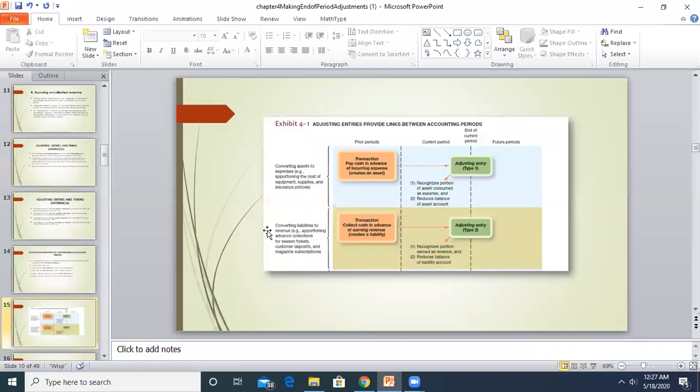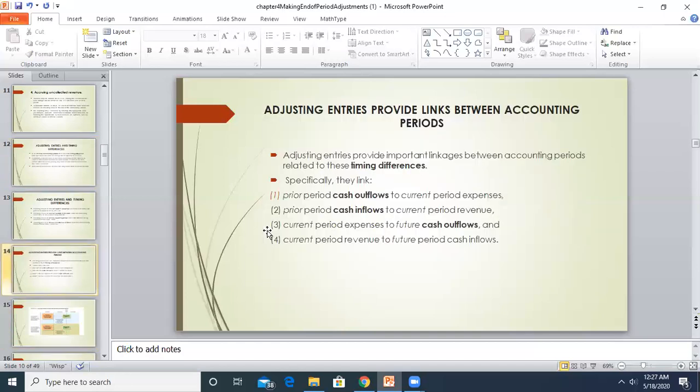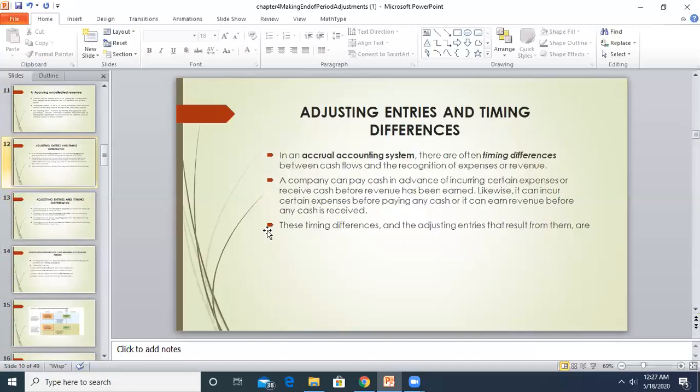So it is because of these timing differences and the adjusting entries that result from them.